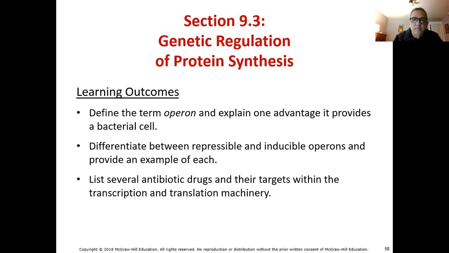So we're going to talk a little bit about genetic regulation of protein synthesis. There's something called an operon that helps to regulate protein synthesis in bacteria. Operons can be repressible or inducible. So they can either be turned off or turned on. There are several antibiotic drugs and they target transcription and translation to stop protein synthesis.